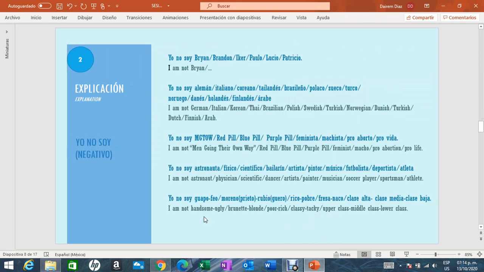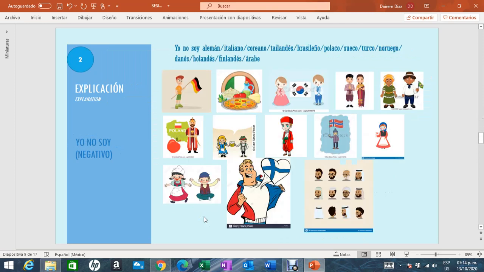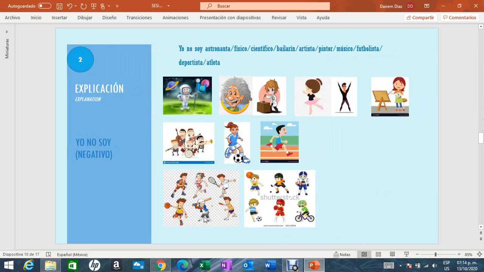Oh, I click page up instead of page down. Vocabulary regarding professions. The first one we have astronaut. Astronaut. Yo soy astronauta. Yo no soy astronauta. Sí, yo soy astronauta. No, yo no soy astronauta.